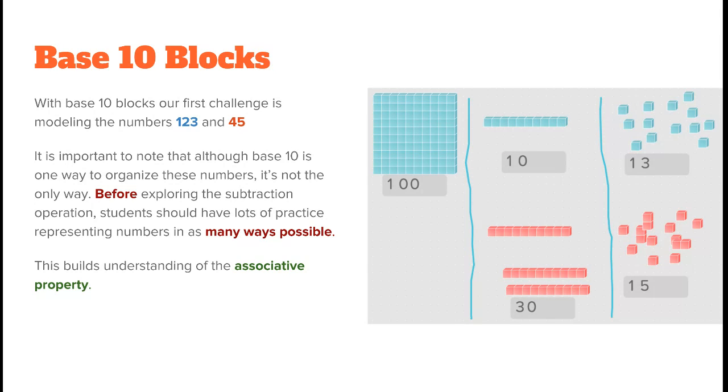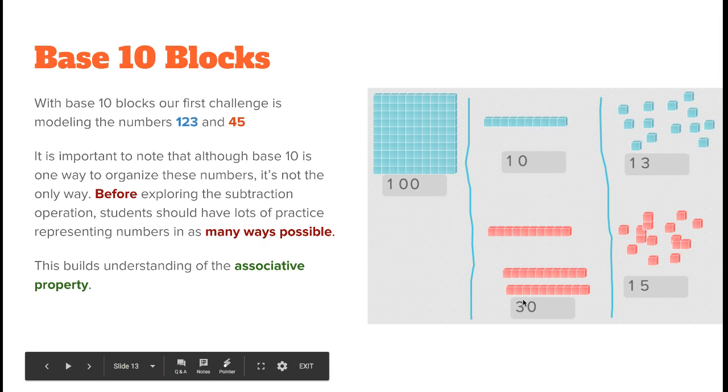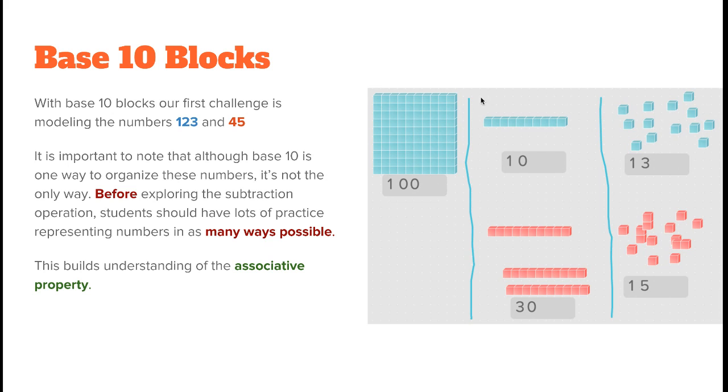Even though that's correct, it's also important for the kids to be able to represent those in different ways. For example, I don't have to represent the 100, 2 10s, and 3 1s. I could actually do 100, 1 10, and 13 1s. It means exactly the same thing. 3 10s and 15 1s means exactly the same thing. I could have 123 1s. That would represent the same thing. 12 10s and 3 1s. Lots of different ways to represent this.